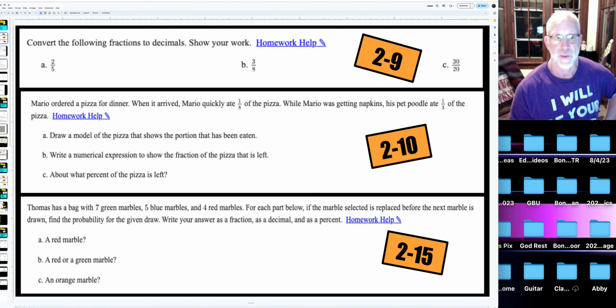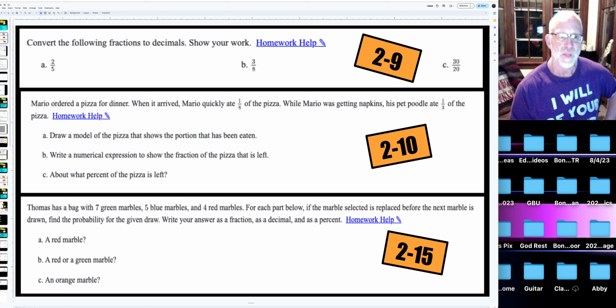Here are the problems we're working on. It says convert the following fractions to decimals, show your work. Write 2/5 as a decimal. How are you going to do that? 3/8 as a decimal. How are you going to do that? 30/20 as a decimal. How are you going to do that?